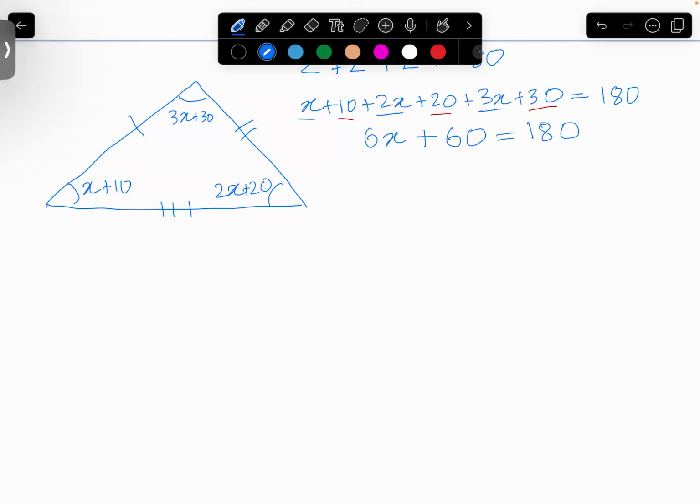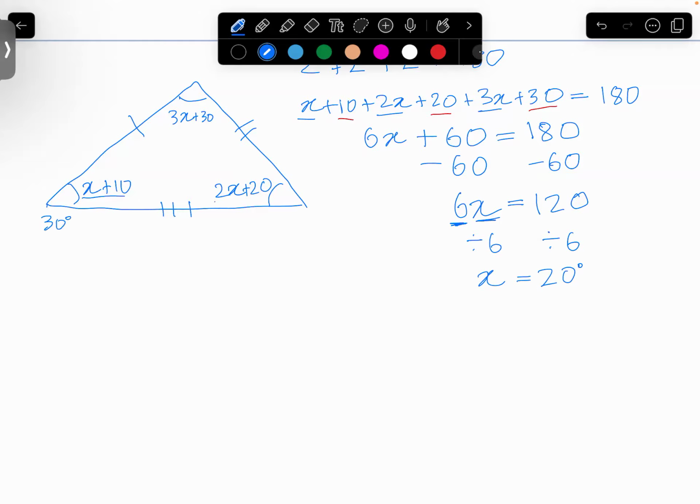Now, once we get this, all we have to do is subtract 60 from both sides. We end up with 6x is equal to 120. And then we still have a 6 on this side and an x right here, so we divide by 6, and x is equal to 20 degrees. And then if you want to figure out what the angles are equal to, we know that this is x plus 10, so really it's just 20 plus 10, or 30 degrees.